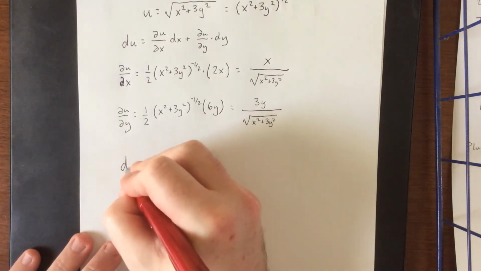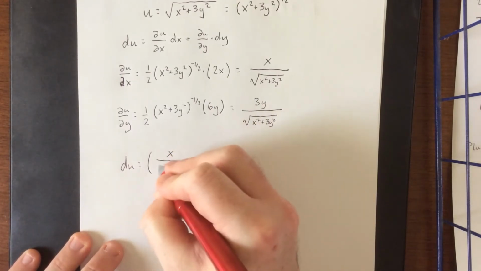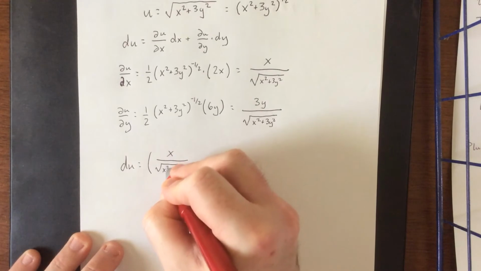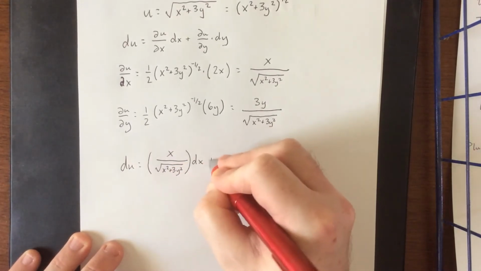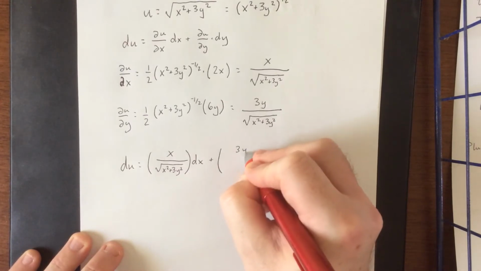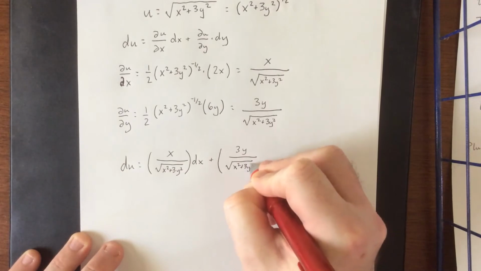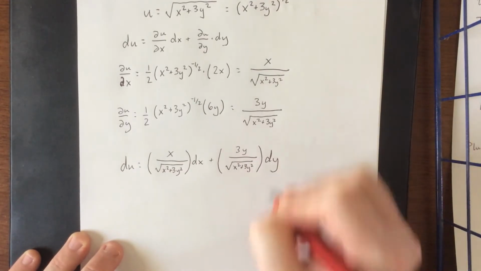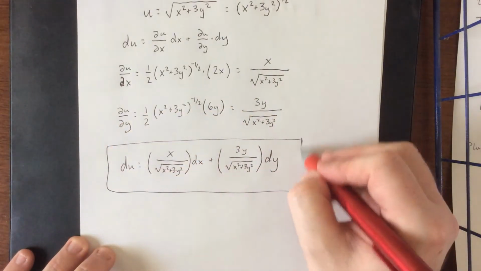So the total differential, du, is going to be equal to partial derivative of u with respect to x times dx plus partial derivative of u with respect to y times dy. So that'll be our final answer for this total differential.